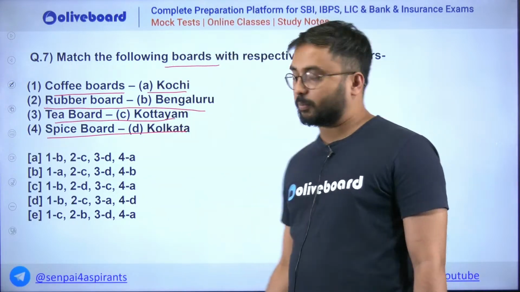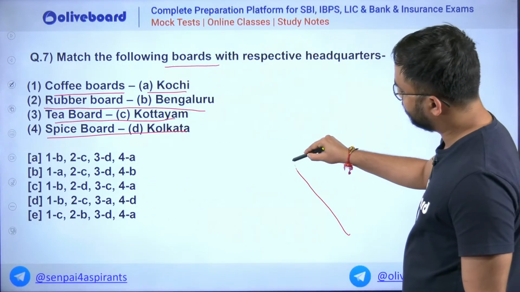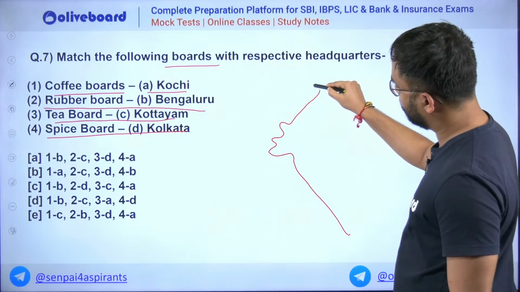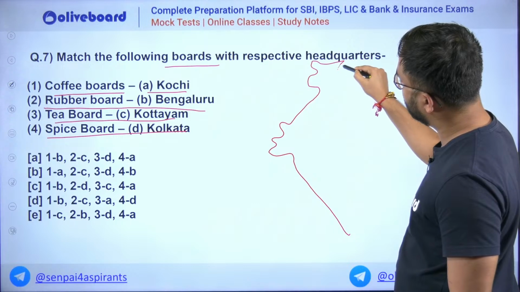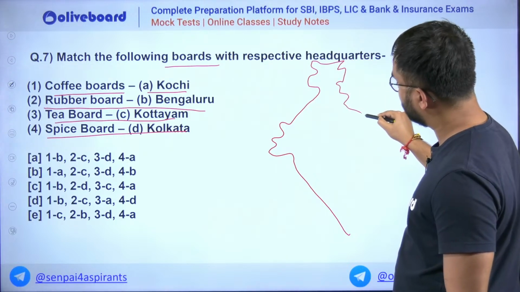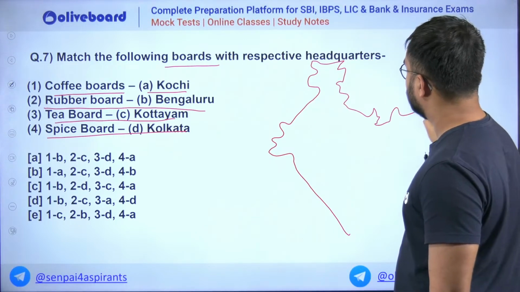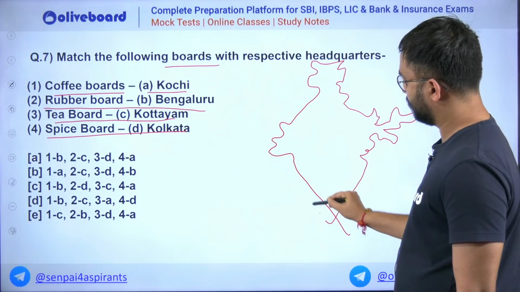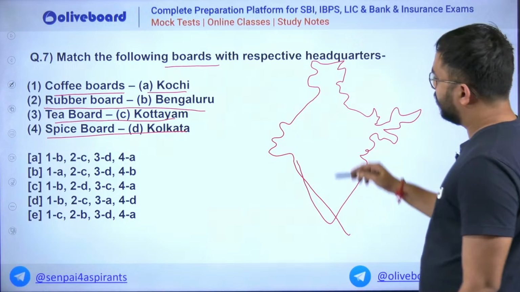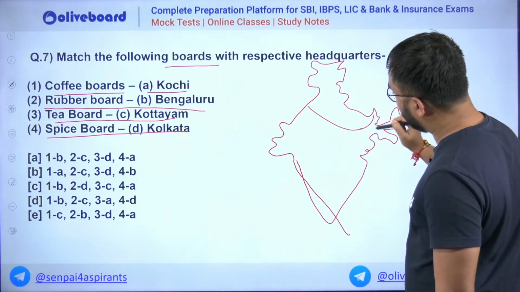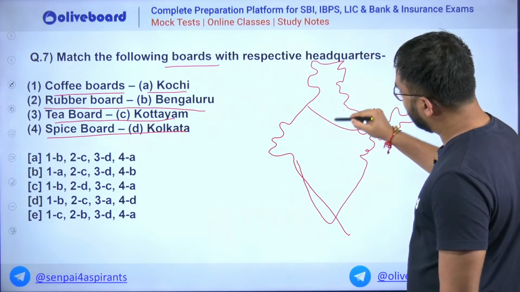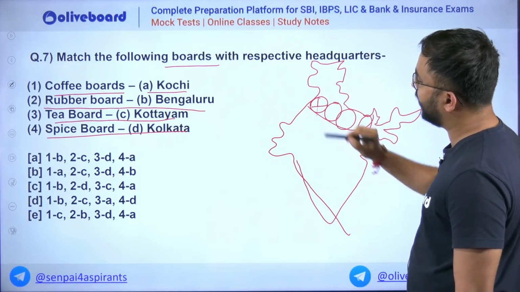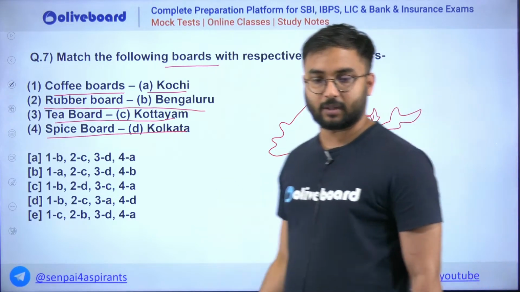Sir, it's Trans-Gangetic Plain. Okay. If you are talking about the Gangetic Plain, this is your Lower Gangetic Plain, Middle Gangetic Plain, Upper Gangetic Plain and Trans-Gangetic Plain. In Trans-Gangetic Plain, Punjab, Haryana, all these regions will be coming.